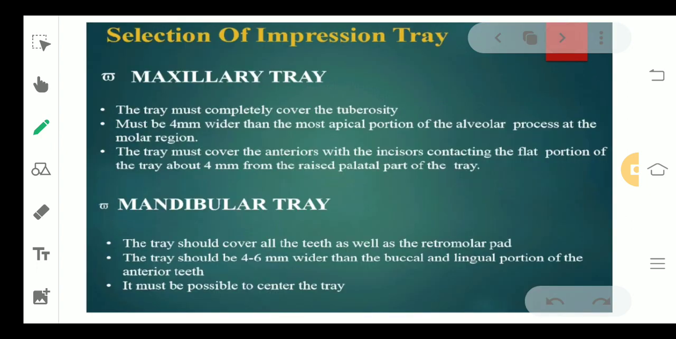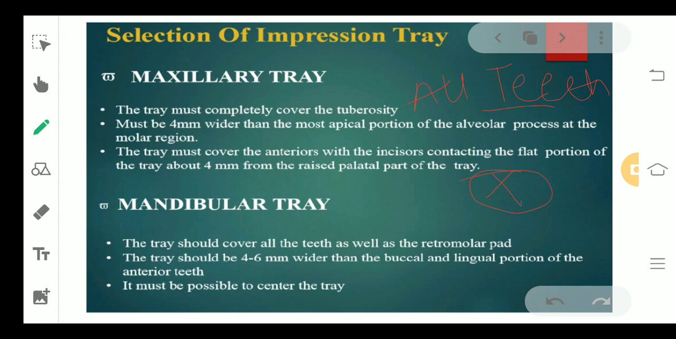Moving ahead to the selection of the impression tray. Now the very important question, how are you supposed to select the tray? The selection procedure is almost the same in case of maxillary and mandibular tray selection. Whether it is maxilla or mandible, always keep in mind that the tray should cover all the teeth in the arch properly, and it should not impinge the oral tissues of the patient.